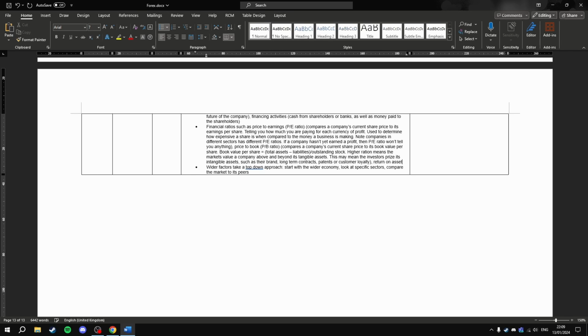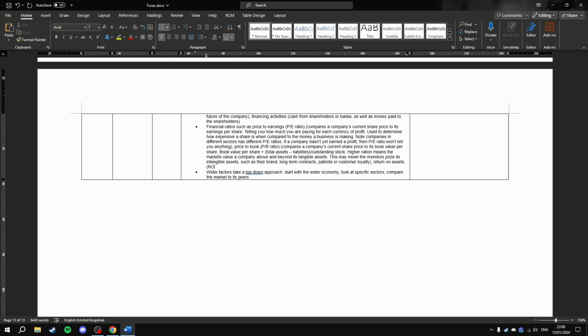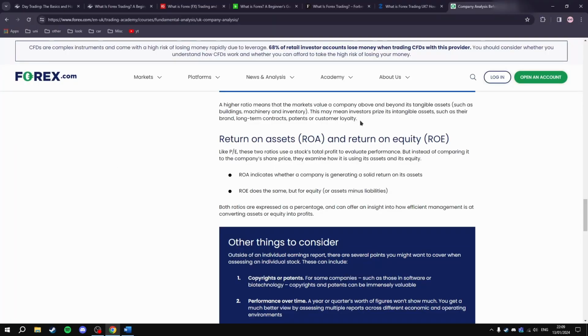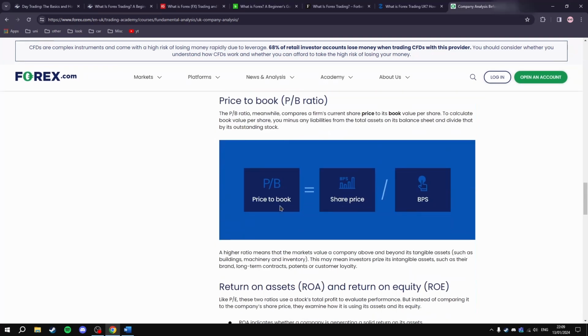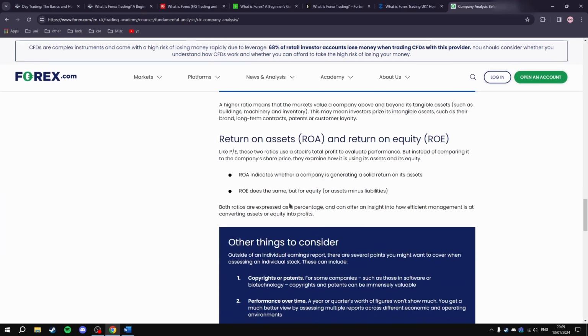Return on assets and return on equity. Like PE, which is the price to earnings ratio, these two ratios use a stock's total profit to evaluate performance.